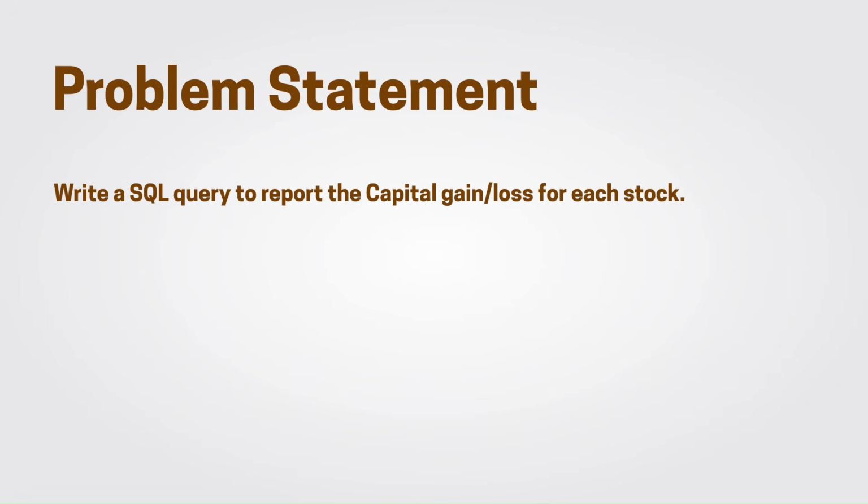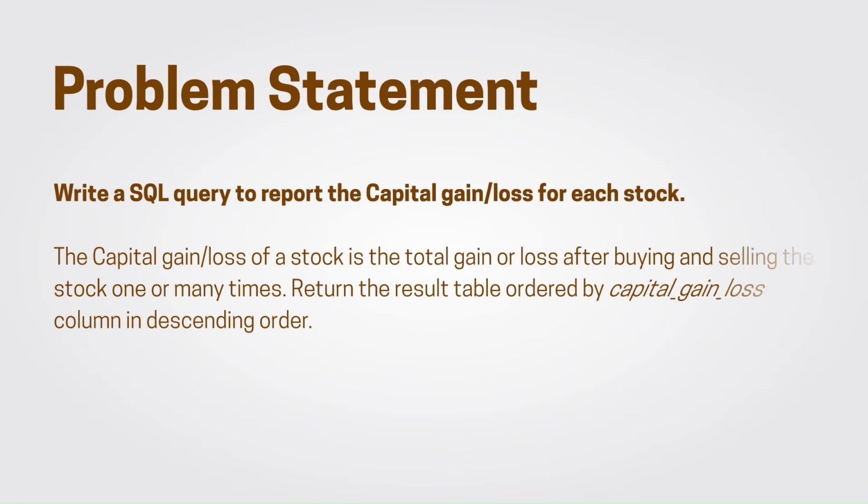The problem statement says that you need to write a SQL query to report the capital gain or loss for each stock. Now you have been given that the capital gain or loss of a stock is nothing but the total gain or loss after buying and selling the stock one or many times. And at last you have to return the result table ordered by the capital gain loss column in descending order. Okay. So basically, let's take a look at the sample input table that we have been given.